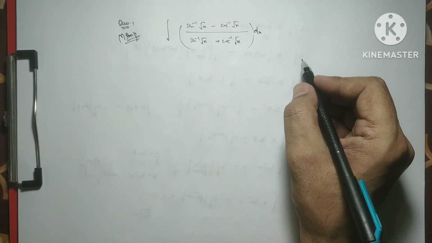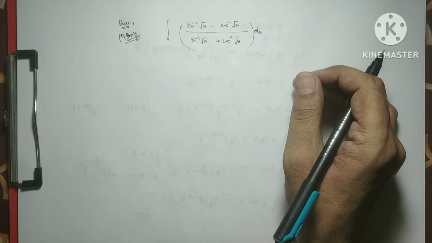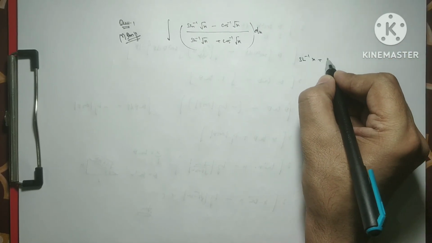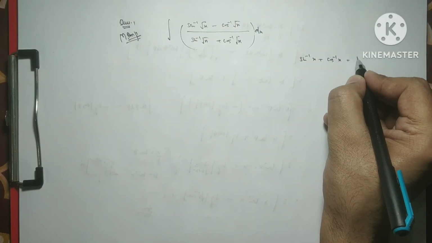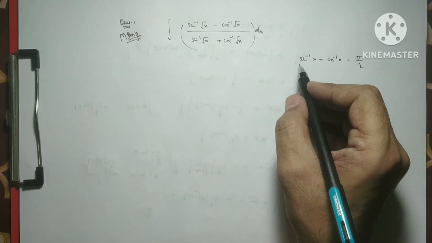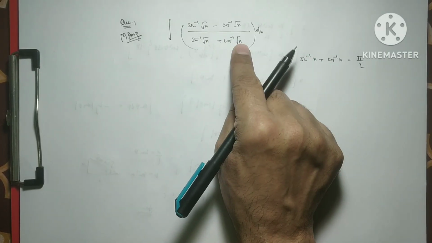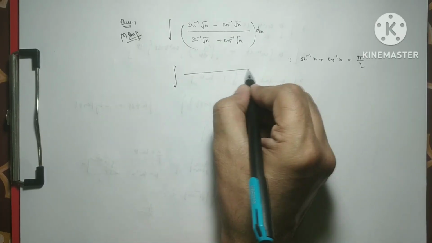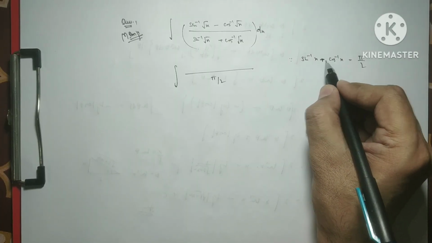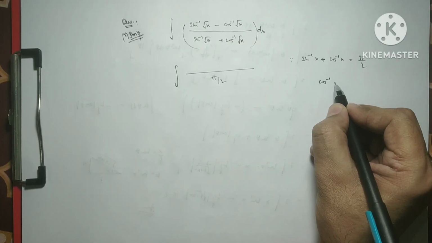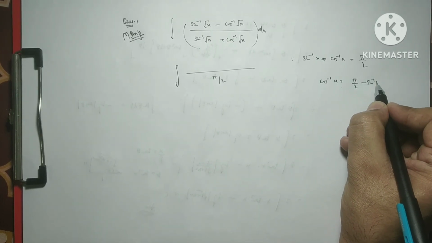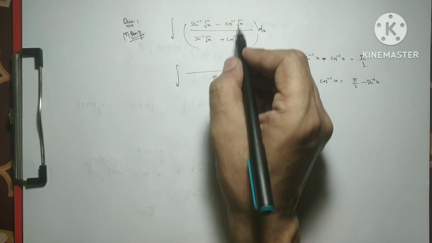Now, as we know, in the formula of inverse trigonometric functions, sine inverse x plus cos inverse x is pi by 2. So we use this theorem in the denominator, so it becomes pi by 2, and we can convert this to get the value of cos inverse x, that will be pi by 2 minus sine inverse x. So we apply this at this position.